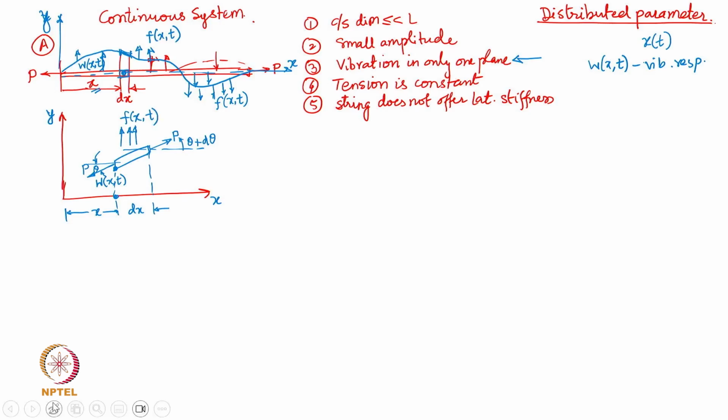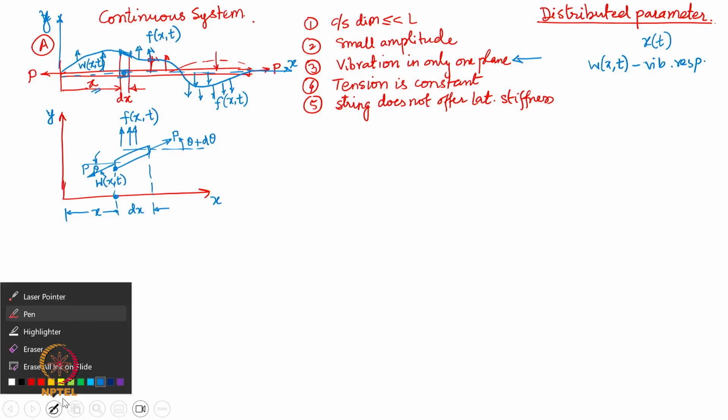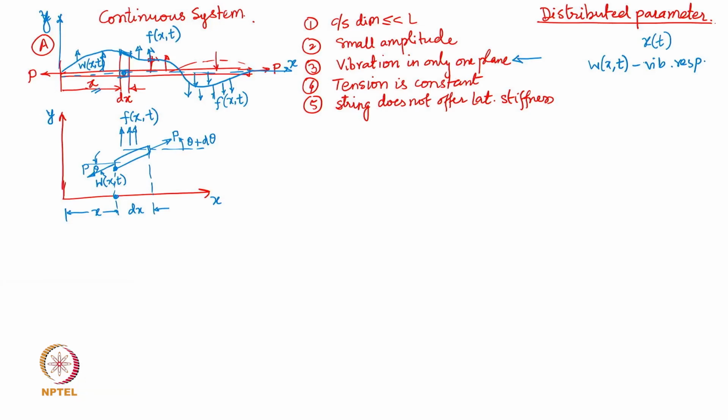So now if you look at the force balance in this particular condition, I can write the vertical force balance along the y direction and apply Newton's second law. So obviously our job will be to apply Newton's second law here, which is going to be mass times the acceleration equal to the sum of all the forces which are acting on this elemental string.